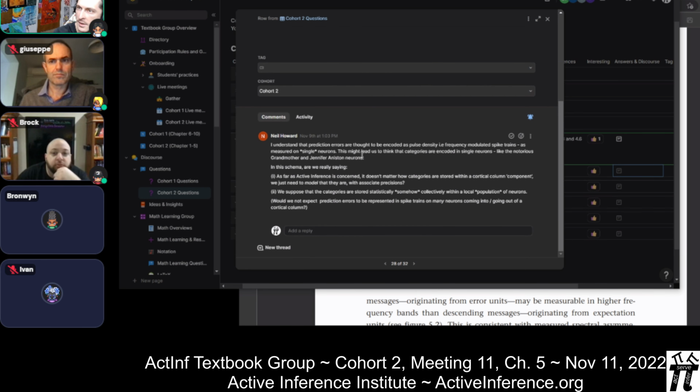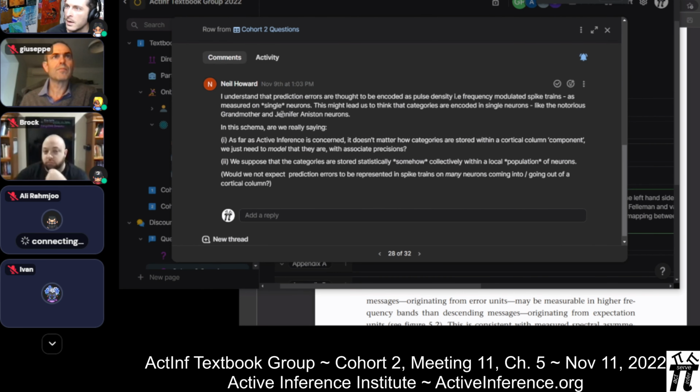And Neil added a comment. I understand that prediction errors are thought to be encoded as pulse density, i.e. frequency modulated spike trains, as measured on single neurons. This might lead us to think that categories are encoded in single neurons like the notorious grandmother and Jennifer Aniston neurons, which are neurons that have been reported in different studies to have an increased and sometimes specific firing rate increase for specific stimuli.